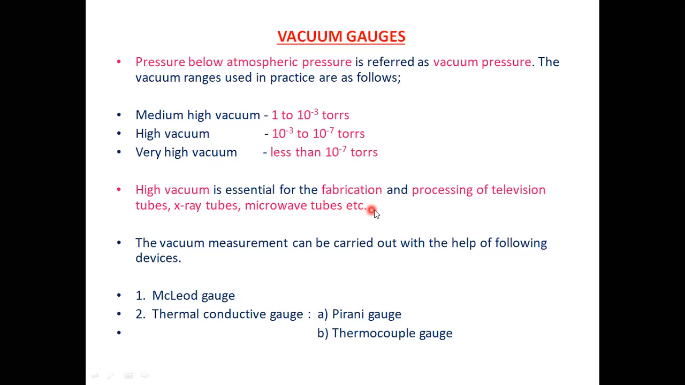High vacuum is essential for the fabrication and processing of television tubes, X-ray tubes, and microwave tubes also. For this manufacturing, vacuum processing is going to be done. The vacuum measurement can be carried out with the help of the following devices: McLeod gauge and thermal conductivity gauge. In the thermal conductivity gauge, there are two gauges, that is Pirani gauge and thermocouple gauge. You will see these devices.